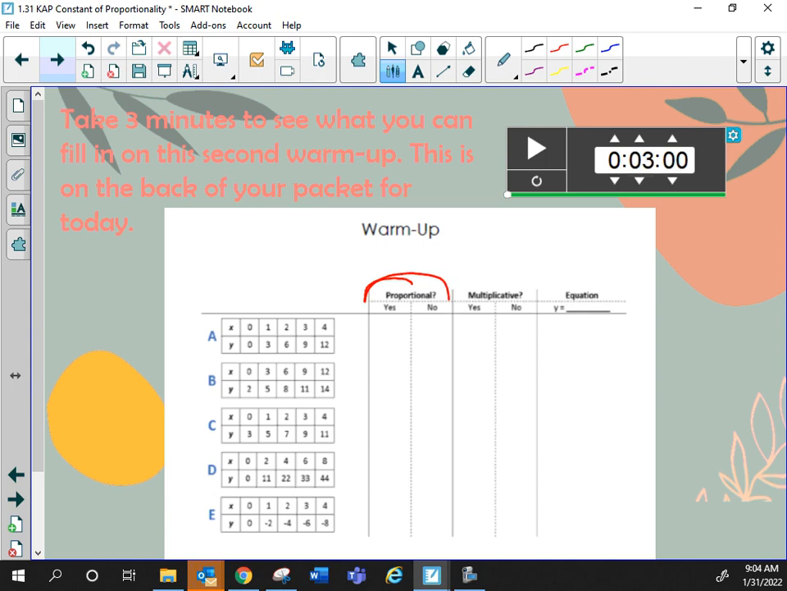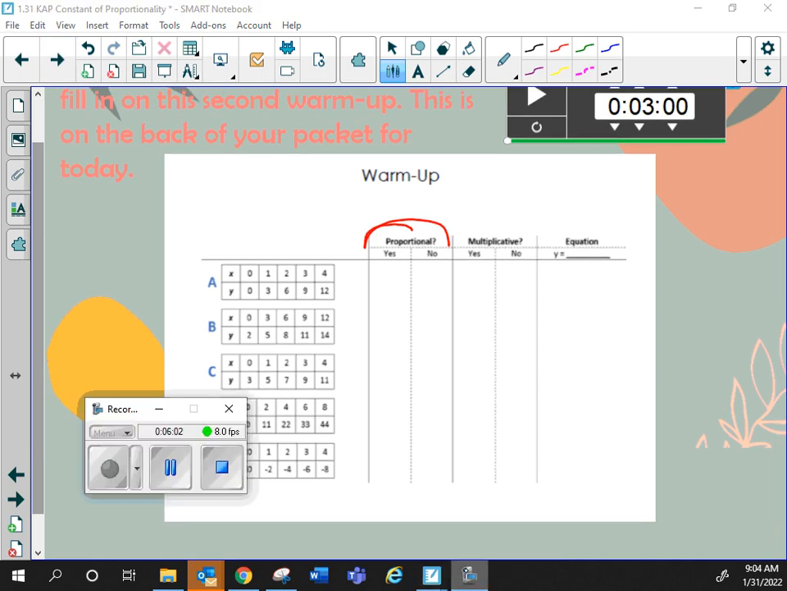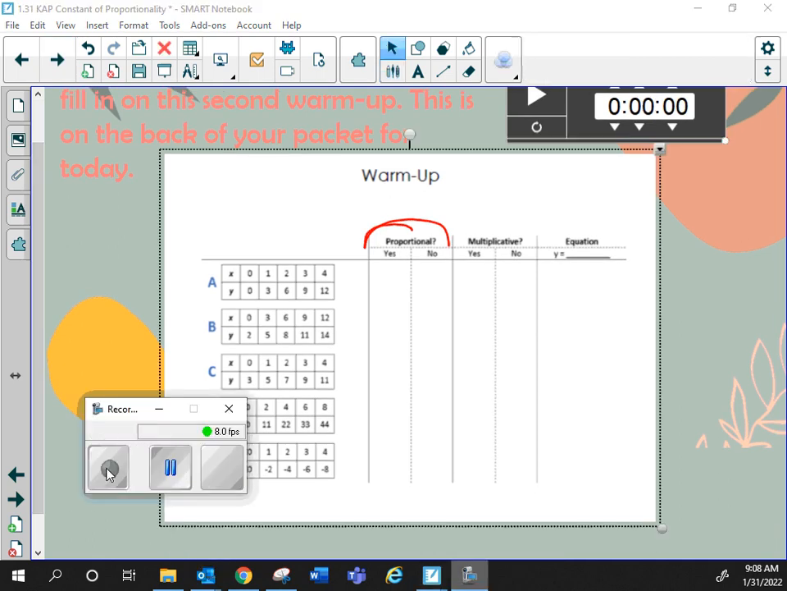I would do this in pencil because, again, I haven't really taught you, well, I've taught you some of it, but do it in pencil. That way we can go make any changes. But basically, again, you're going to say proportional or not, take a guess. Multiplicative or not, and then see if you can write your equation. Okay? Pause and play, and you've had some time to look through it.